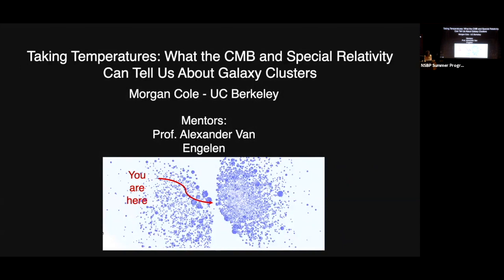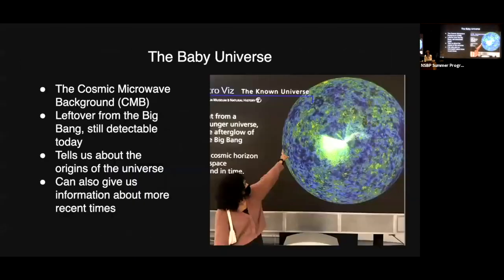I have been looking at the relativistic effects of the CMB and trying to figure out what that can tell us about the properties of galaxy clusters. What you can see here is that famous baby picture of the universe found in the microwave frequency sky. And you can also see me in that picture. I was very excited to see this exhibit at the Natural History Museum.